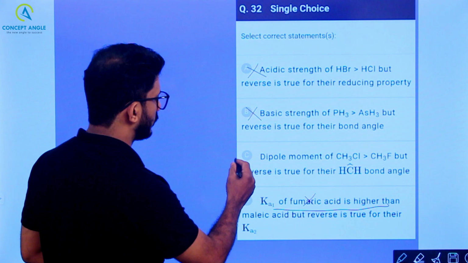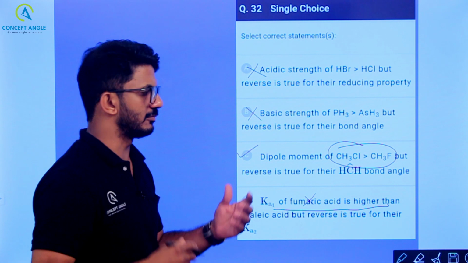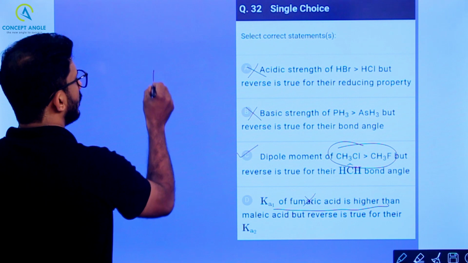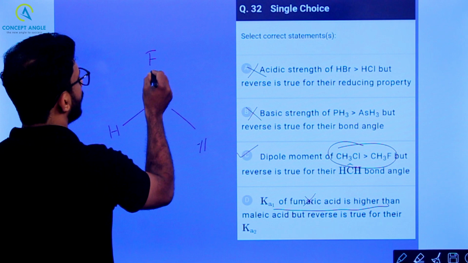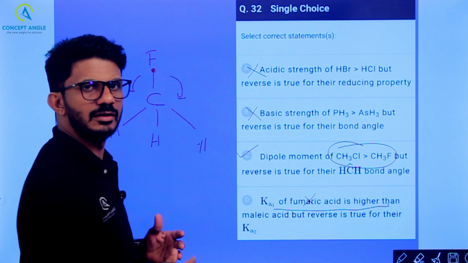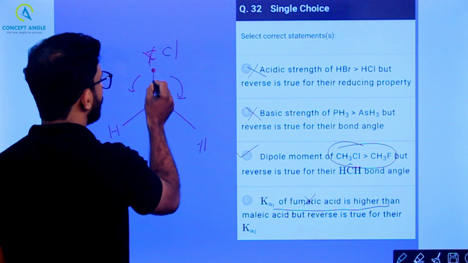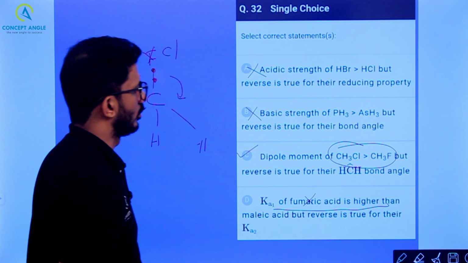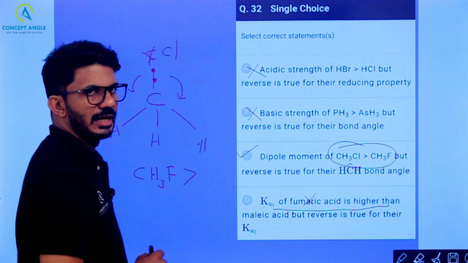And option C should be the correct answer. The dipole moment of CH3Cl is greater than CH3F, that we explained. And the reverse is true for HCH bond angle because here is an F, here is H, here is H. The electrons will be near to here. So the repulsion is less. So the bond will be wide. So the bond angle will be higher. If instead of fluorine that is chlorine, the electrons will be in this area and the repulsion will be higher. So the bond angle will be lesser. So CH3F has a larger bond angle than CH3Cl. So this is the correct option.